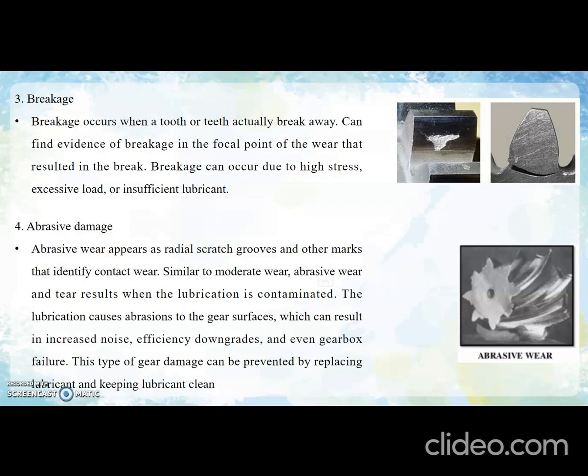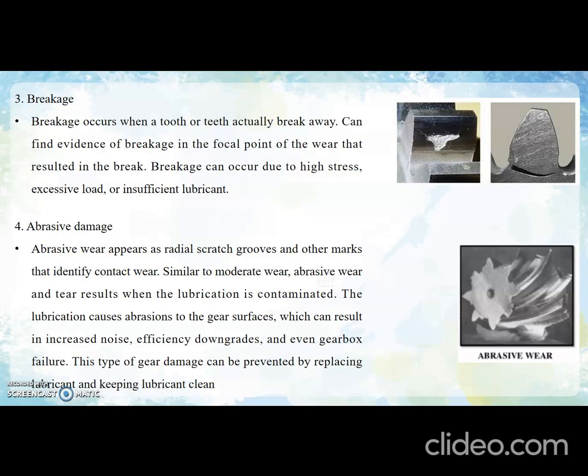Next is abrasive damage. Abrasive damage is also classified as gear failure. Abrasive wear appears as radial scratches, grooves, and other marks that identify contact wear. Similar to moderate wear, abrasive wear and tear results when the lubrication is contaminated. The contaminated lubrication causes abrasion to the gear surface, which can result in increased noise, efficiency downgrade, and even gearbox failure.